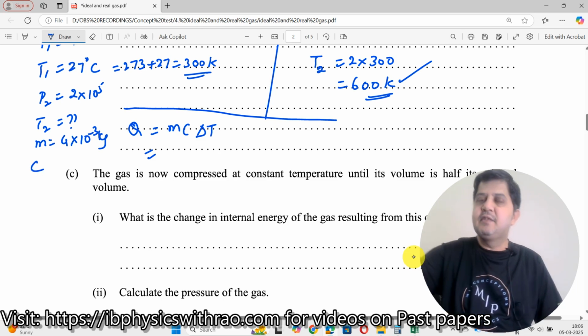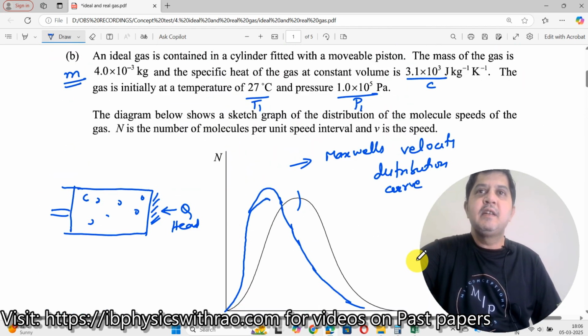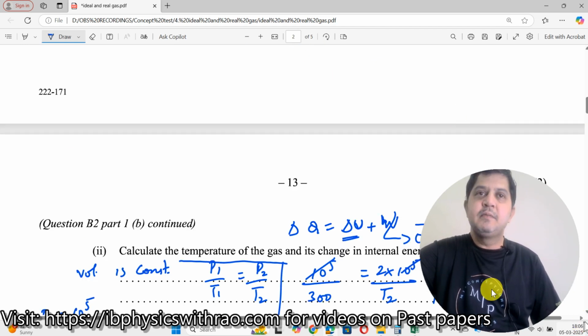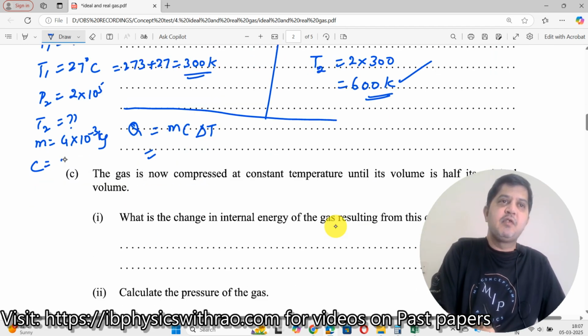What's the value of C? 3.1 into 10 to the power of, what is it? 3.1 into 10 power 3. C equal to 3.1 into 10 to the power of 3.